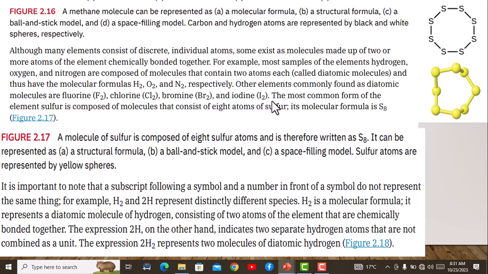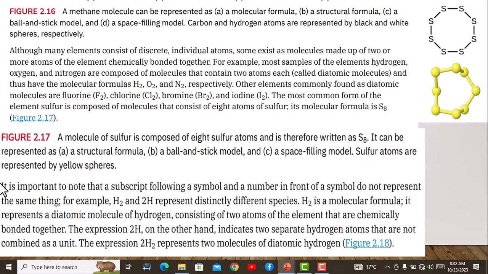So we are saying that the most common form of the element sulfur is composed of molecules that consist of 8 atoms of sulfur. Its molecular formula is S8. Sulfur, as you can see here, bonds with another sulfur. There's no problem. This is a family of one. Families accommodate one another. A molecule of sulfur is composed of 8 sulfur atoms and is therefore written as S8. It can be represented as a structural formula, ball and stick model, or space filling model. Sulfur atoms are represented by yellow spheres.